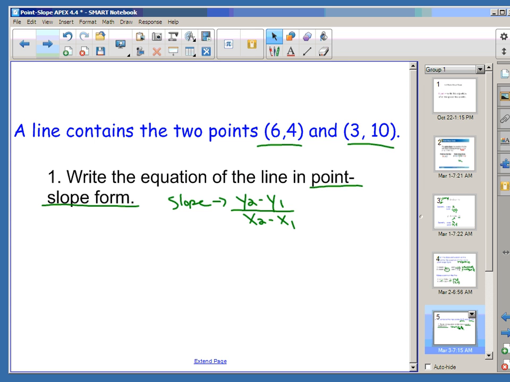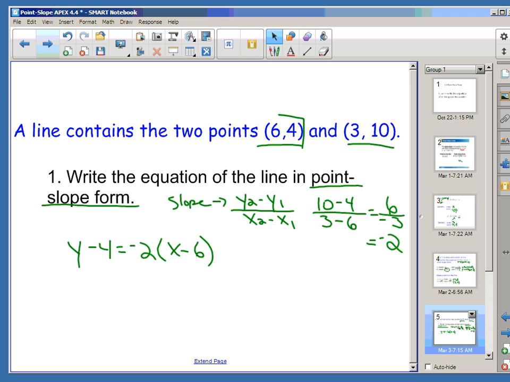So in this case, we'd go 10 minus 4 over 3 minus 6. 10 minus 4 is 6. 3 minus 6 is negative 3. So the slope is actually -2. So now we can use the point. We're just going to go y minus 4 equals -2 times x minus 6. That came from this point right here. That's your x coordinate, that's your y. So I put the 4 with the y and the 6 with the x.